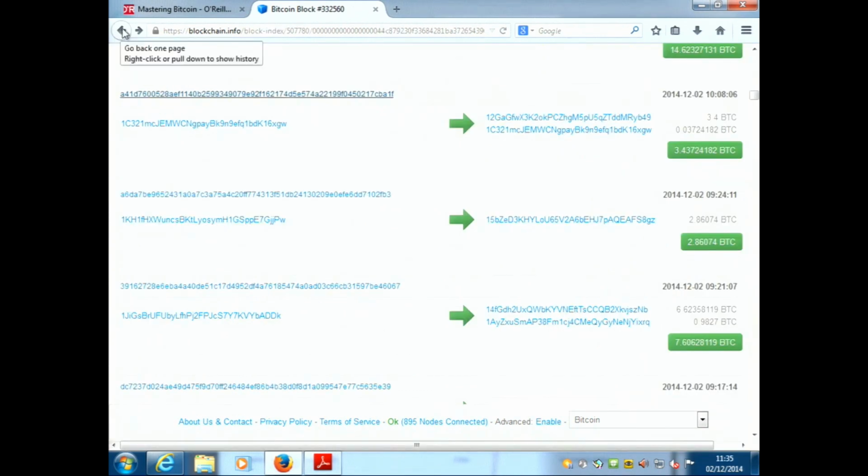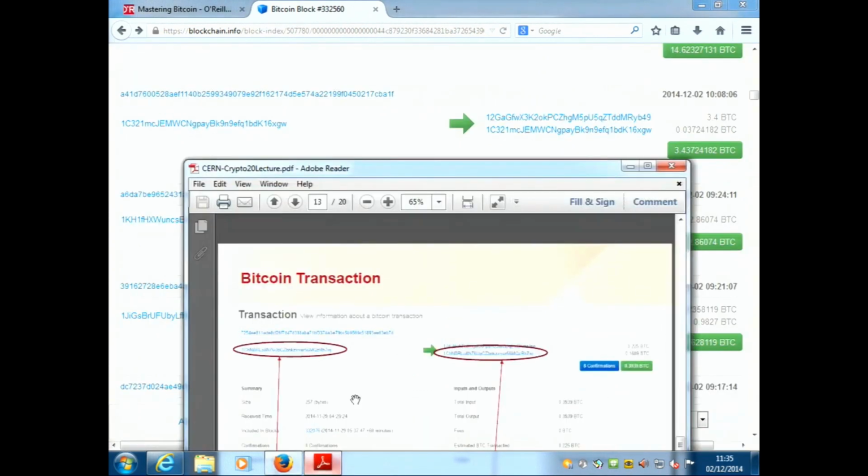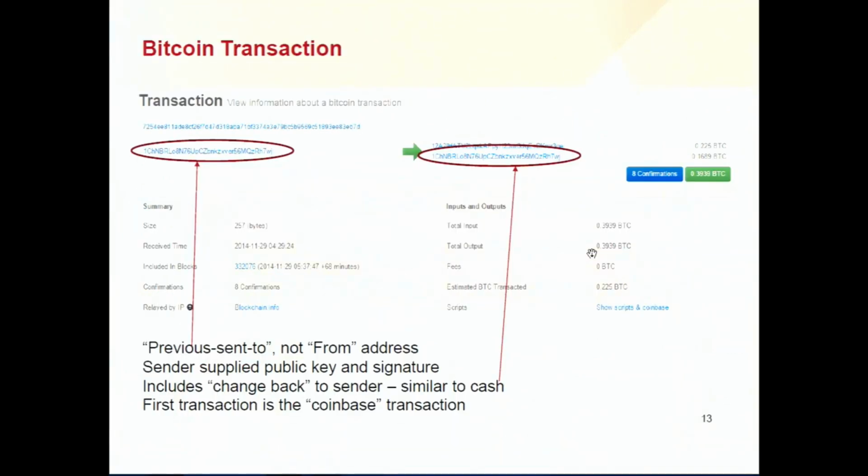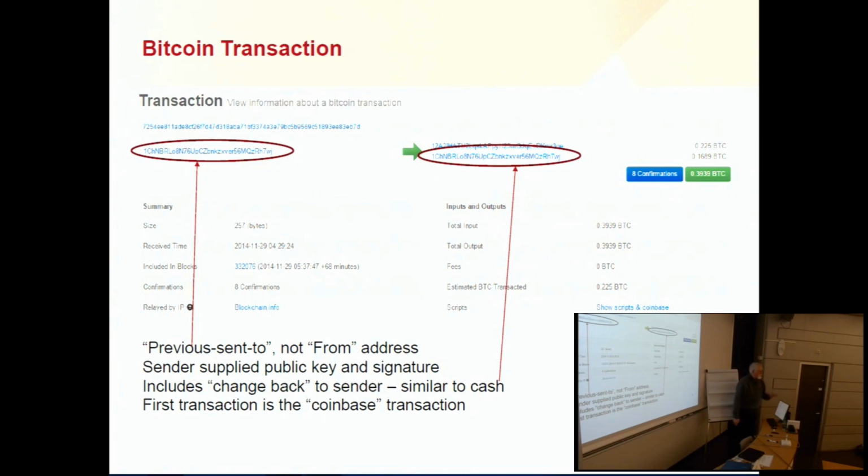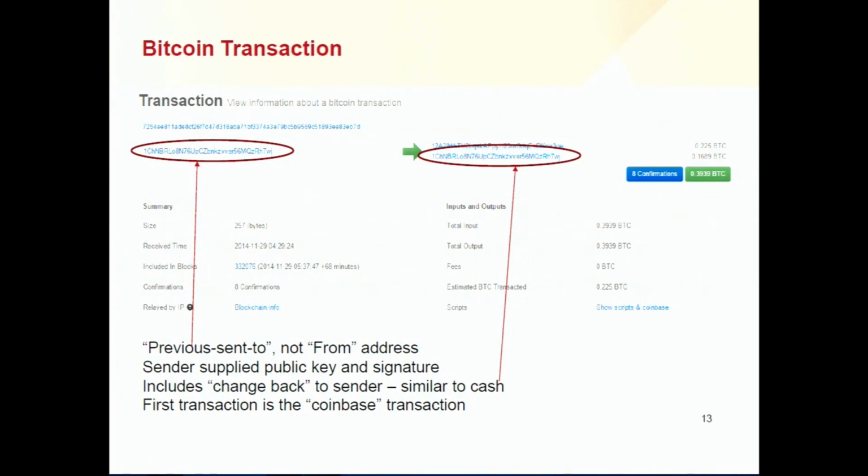Okay, so let's go back here. As you can see in this transaction, this is a typical example. Sometimes if you look at some of these displays, it will say this is the from address. This is not the from address. This is the address that the Bitcoin was last sent to. And so there's a difference there. And again, here we have 0.225 bitcoins that are going to this address up here, and then the change that comes back gets sent back to this address.